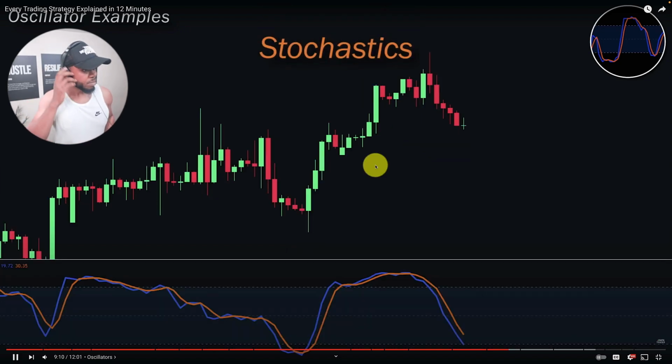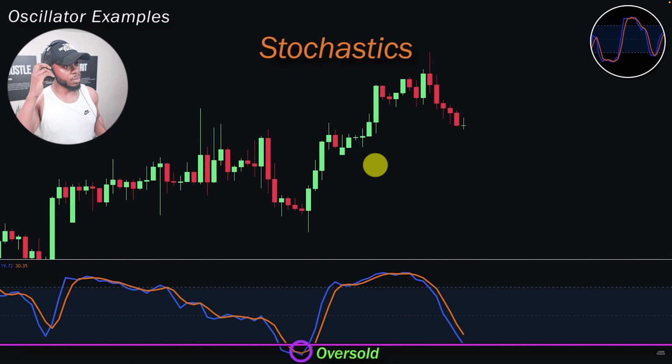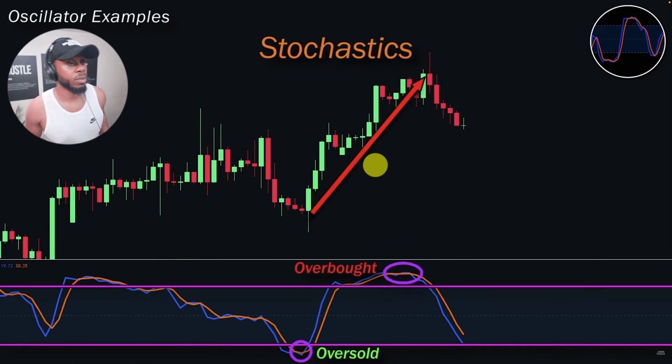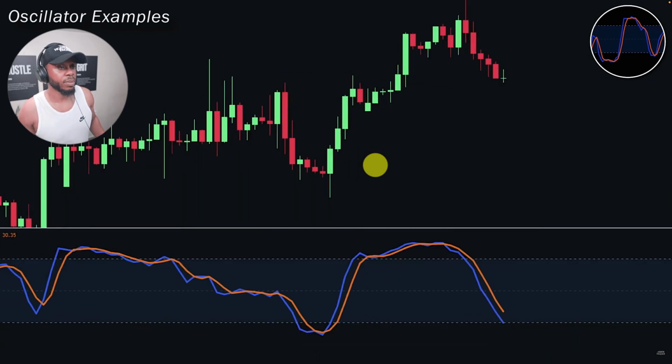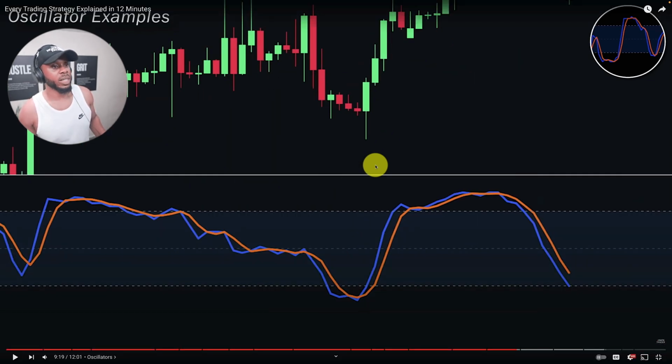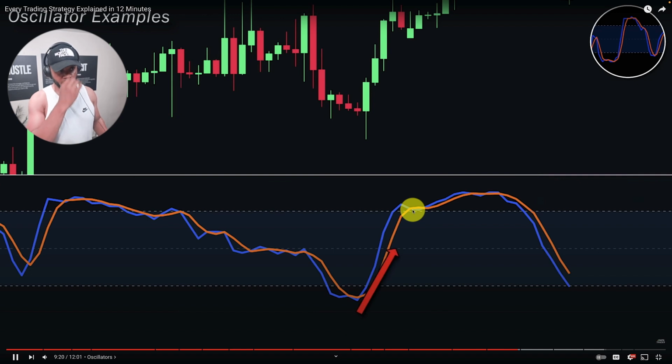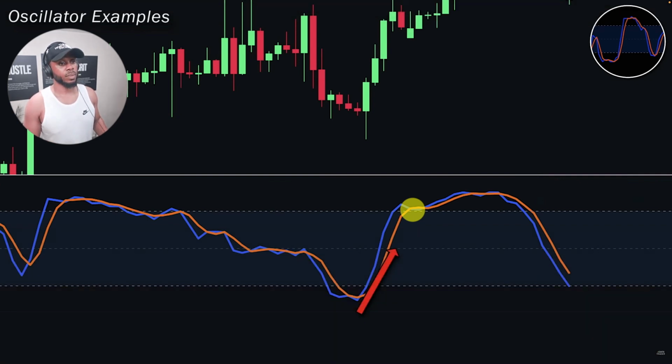Stochastic. If both lines are at oversold, it signals a possible reversal to the upside, and if both lines are at overbought, it signals a possible reversal to the downside. But this just reminds me of the RSI, and it's just extra, the added lines. These two lines can also cross over each other to predict future price movements.